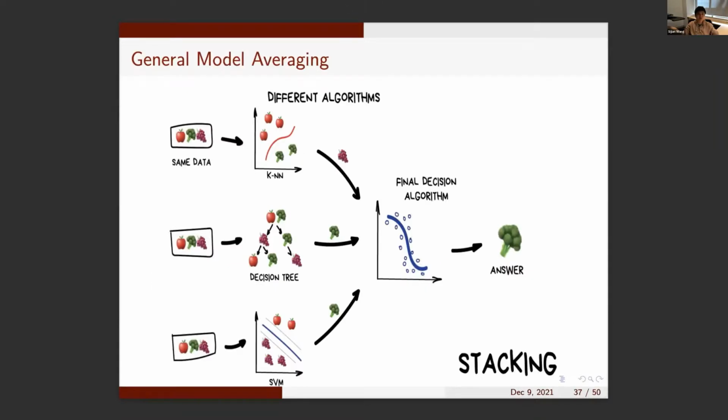And we also have general model averaging. Like we introduced nearest neighbor, decision tree, support vector machine, we can fit each of these models on the data and do an average. So we hope to borrow the strengths from each other and combine the strengths of all of these models to achieve a better performance.